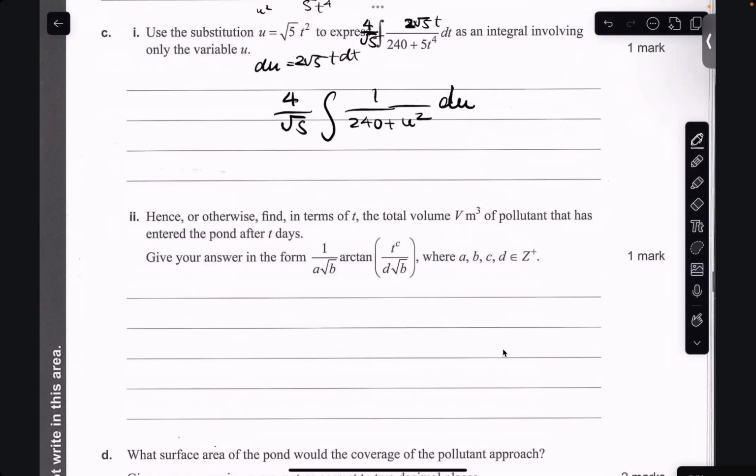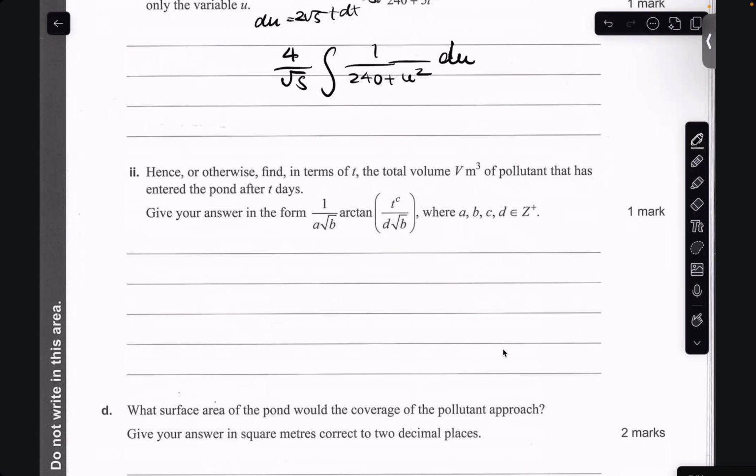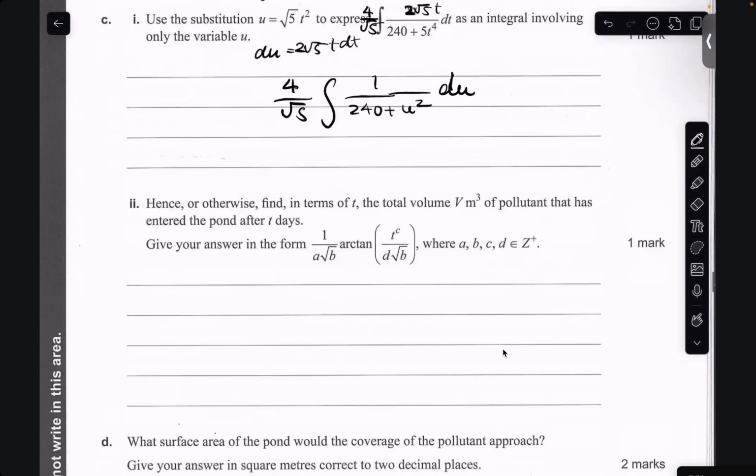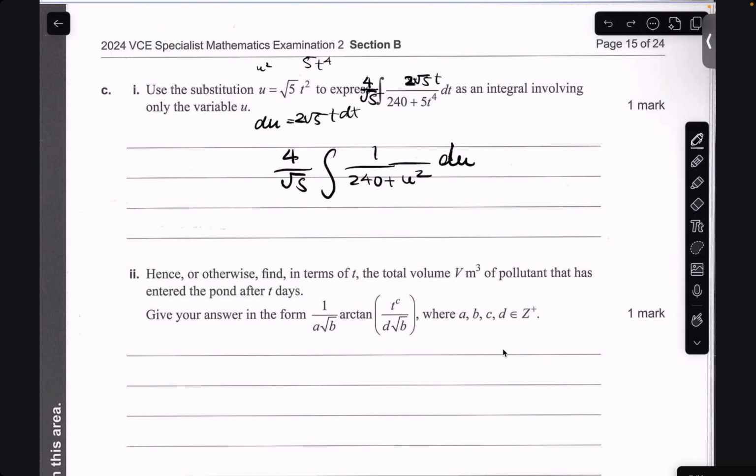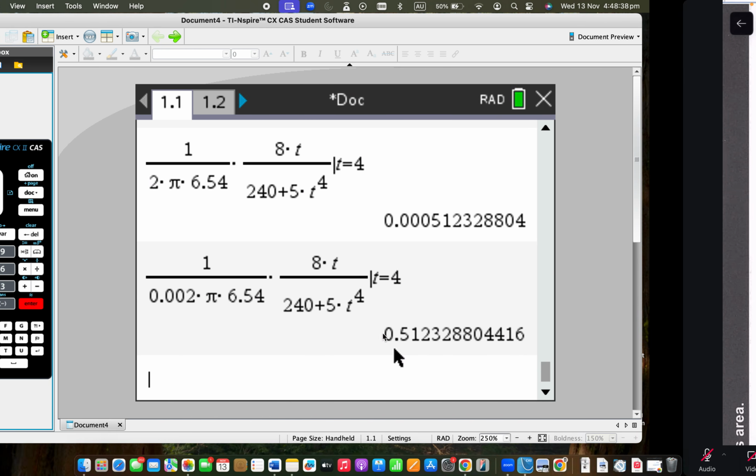Hence, or otherwise, find in terms of T the total volume of pollutant that has entered the pond after T days. Give your answer in the form 1 on A root B. Okay, so what we need in this integral is the tan inverse. We need A here, where this is A squared. Sorry, no, we don't. That's fine. Let me just double check. Well, what we can do is just use the calculator.